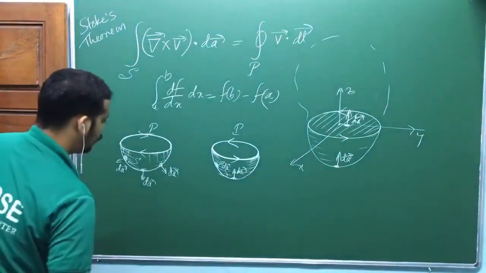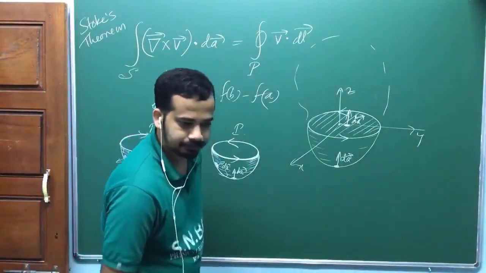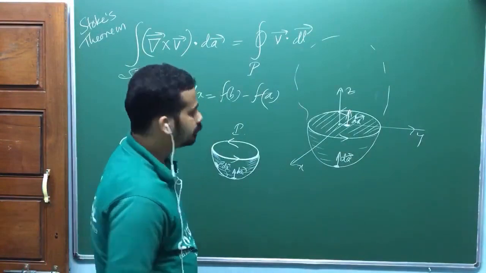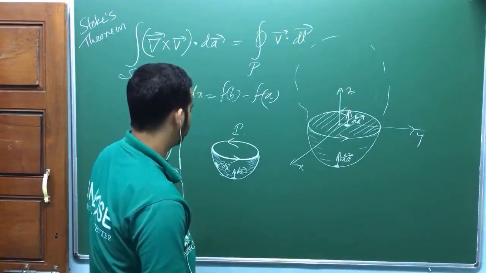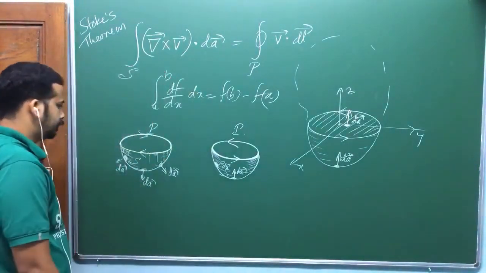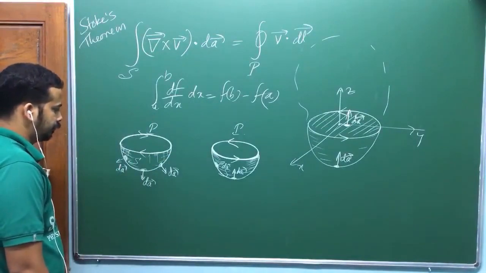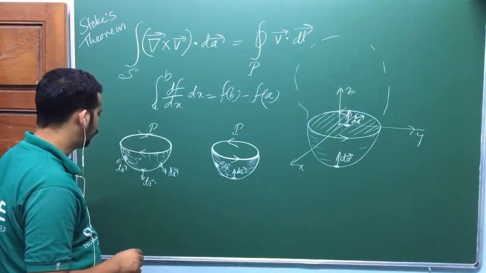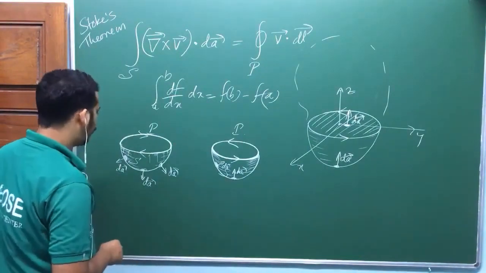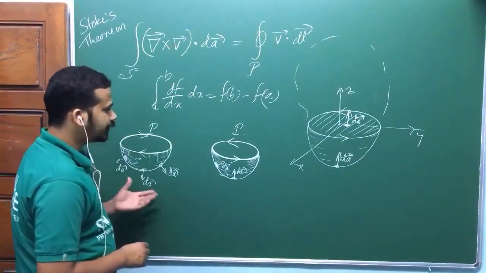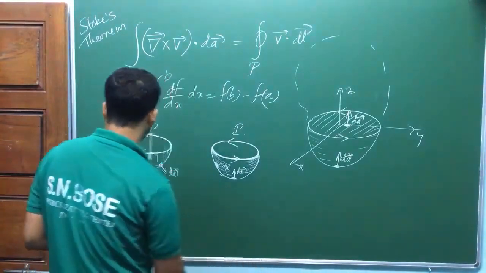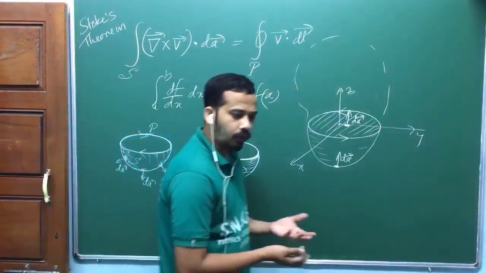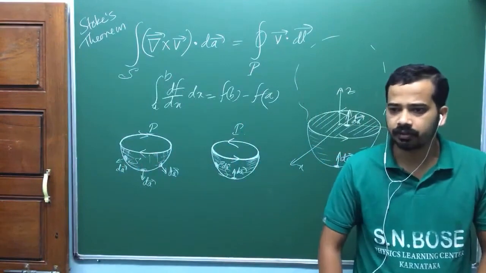Now look here. In these figures of the hemisphere, is the area vector outward or inward? Don't fix it like that, because for an open surface there is nothing like inward and outward.